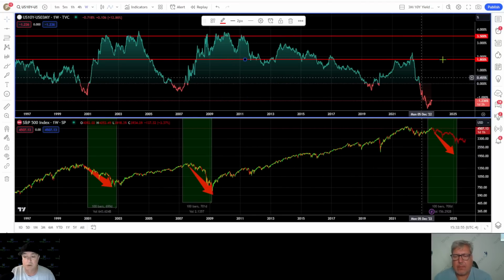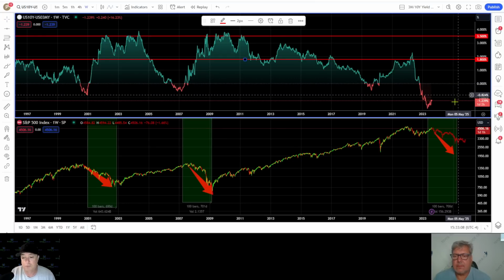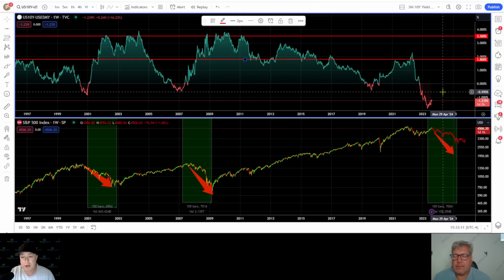But in any case, you're looking at a normalization back up to 3.5% on the 3-month 10-year, which would take us out to about the first quarter of 2025. And then we would look for a bear market to end there. So there's a couple ways this could go. But essentially what they're telling us is that next year is not going to be pretty for the market. We're not going up. It would be a bear market.